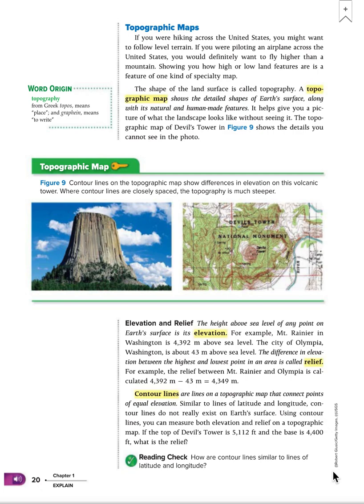So contour lines are lines on a topographic map that connect points of equal elevation. Similar to lines of latitude and longitude, contour lines do not really exist on Earth's surface. Using contour lines, you can measure both elevation and relief on a topographic map. If the top of Devil's Tower is 5,112 feet and the base is 4,400 feet, what is the relief?